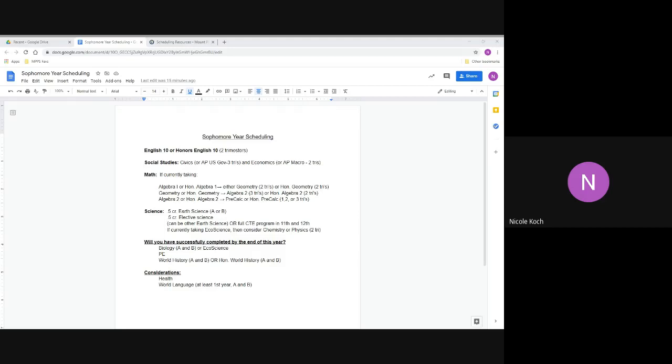Another reason that students might take an AP course is because it's on a 5-point scale. All your other courses are on a 4-point scale in terms of your GPA. So taking advanced placement courses helps your GPA.